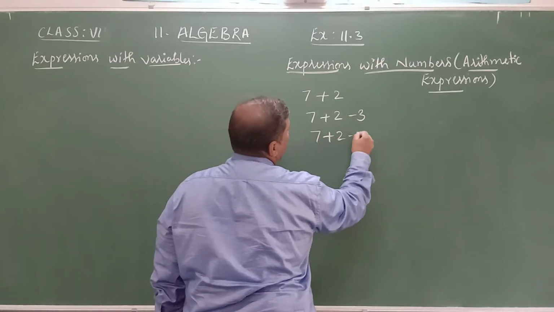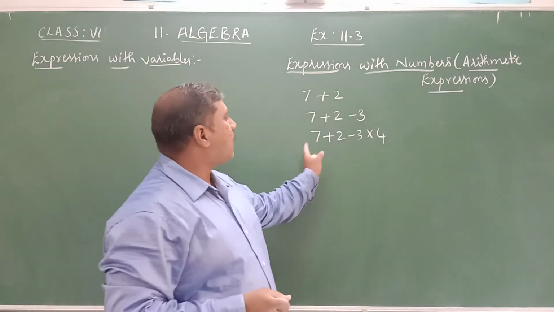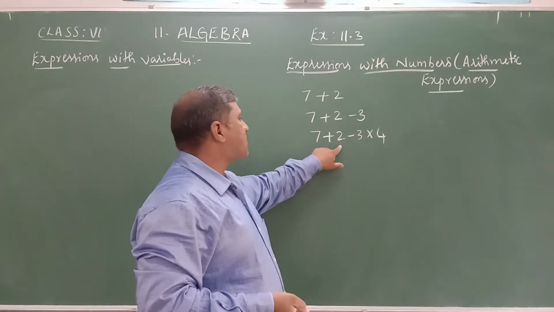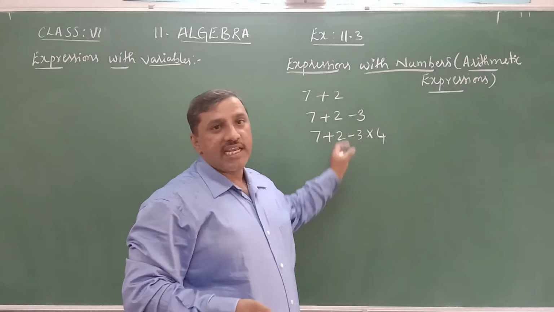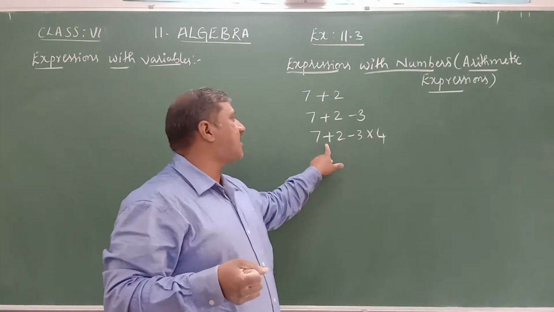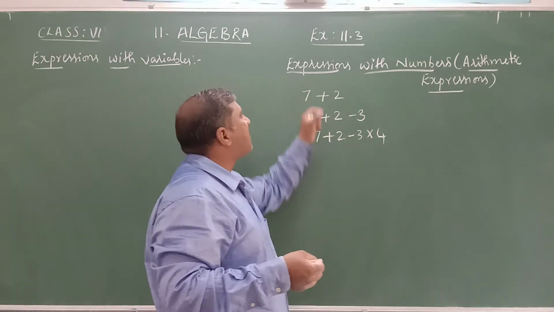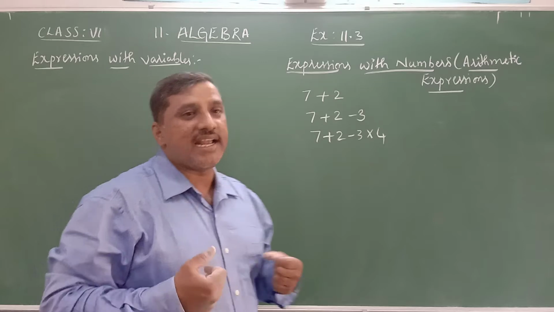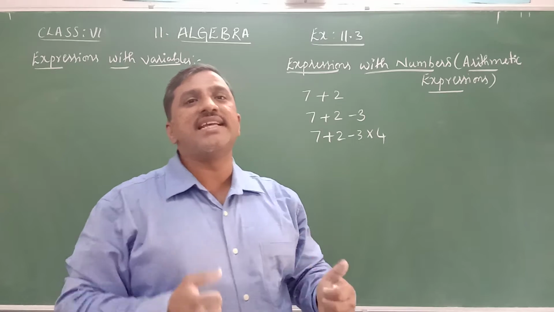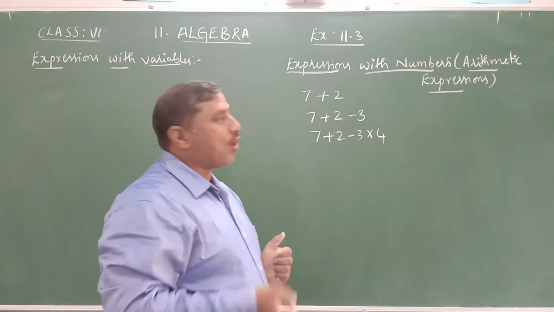7 plus 2 minus 3 into 4. So here 4 numbers with 3 different arithmetic operations are there: addition, subtraction and multiplication. This kind of expression is known as an arithmetic expression or number expression, and these expressions can be easily evaluated and simplified. We have studied this in the lower classes.